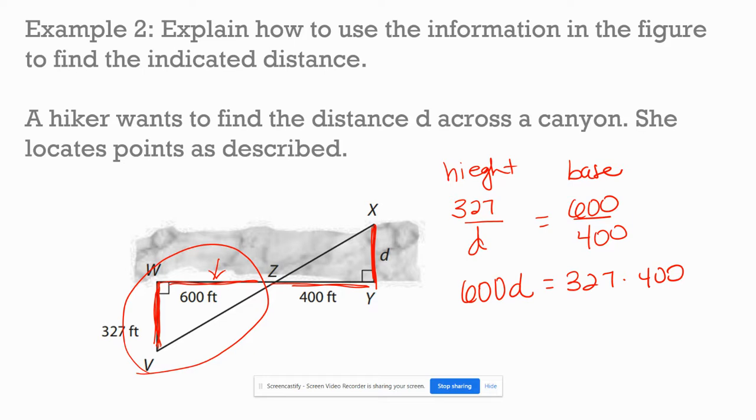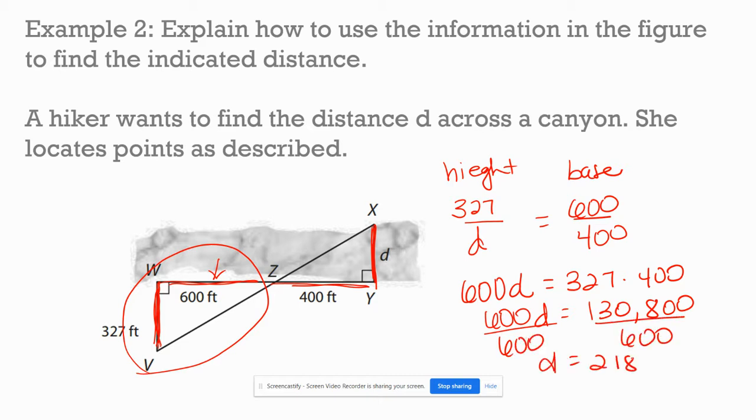I'm going to go ahead and multiply this first, just in case I lost you on the last question. So I have 600d equals 130,800. And then in order to solve for d, I need to divide by 600 on both sides. So d is going to equal 218. And because we're working with real world problems, it does have units of feet. So make sure you add that on there.